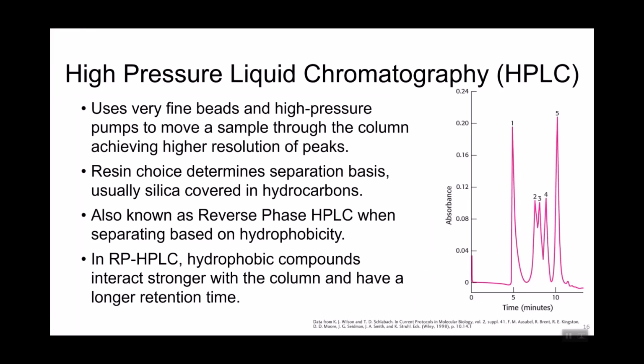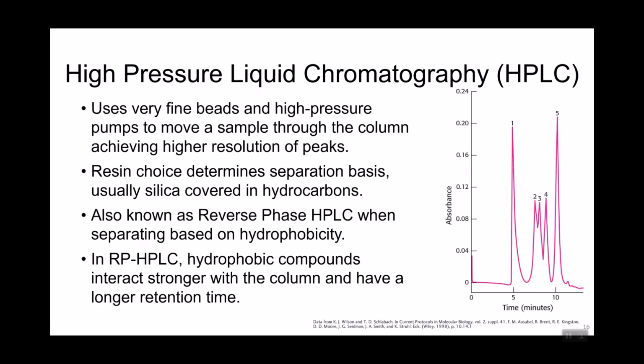HPLC, or high pressure liquid chromatography, is one way to separate proteins more rapidly and achieve better resolution between the peaks of proteins coming off of a column. So here's another example of an elution profile where instead of measuring volume, we're measuring the time a protein spends on the column, and again we're measuring the absorbance on the y-axis.